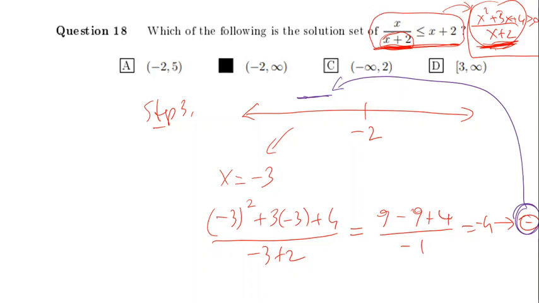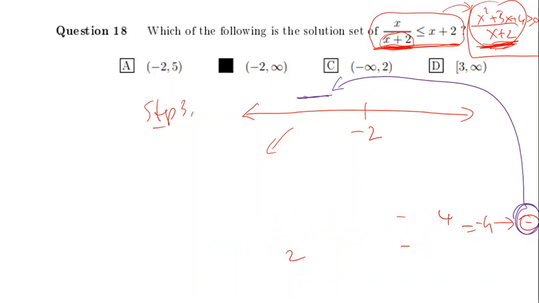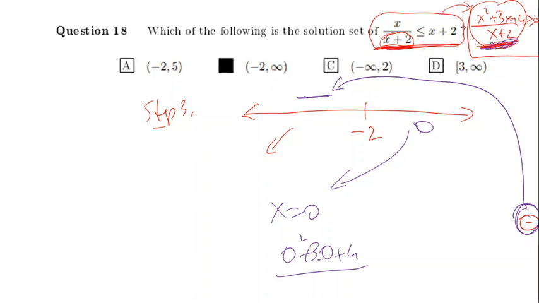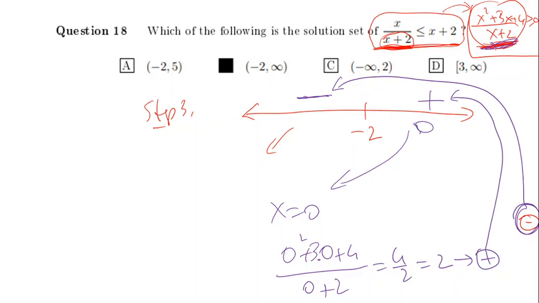Now the next thing, let's take x equal to 0, one of the easy x values, if possible. 0 is somewhere here, so take x equal to 0 and plug it here. So you will get 0 squared plus 3 times 0 plus 4 divided by 0 plus 2, which makes 4/2, which is 2. This is plus, so you can say this is plus.